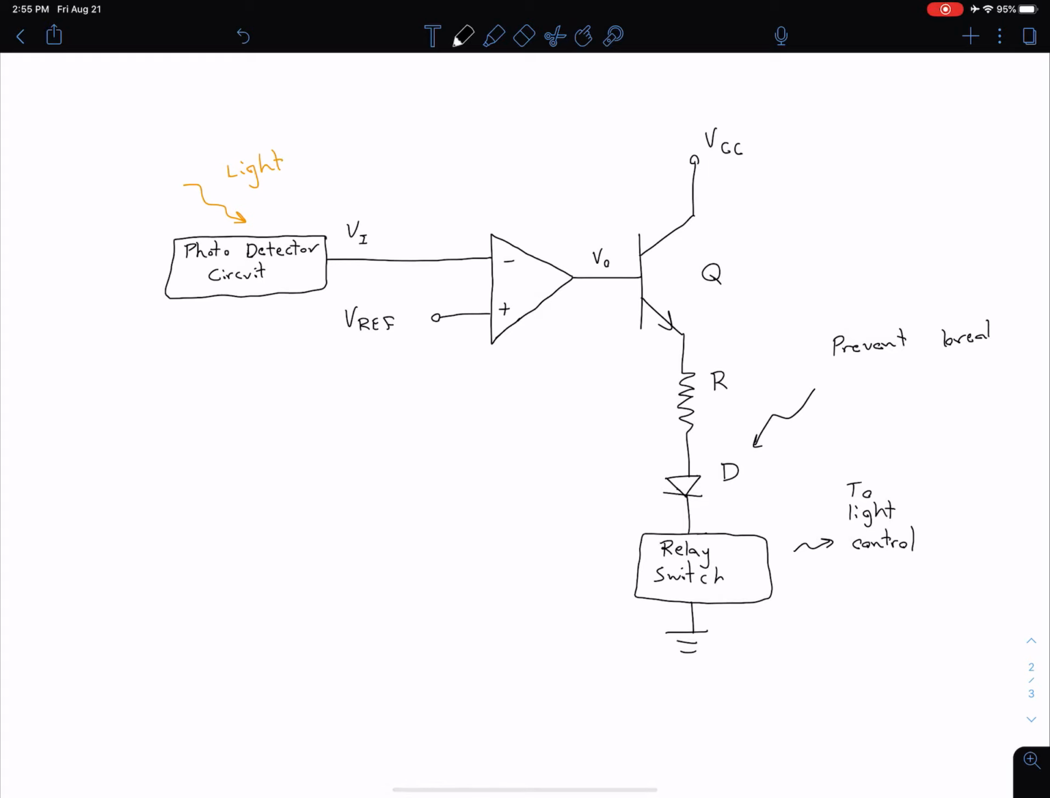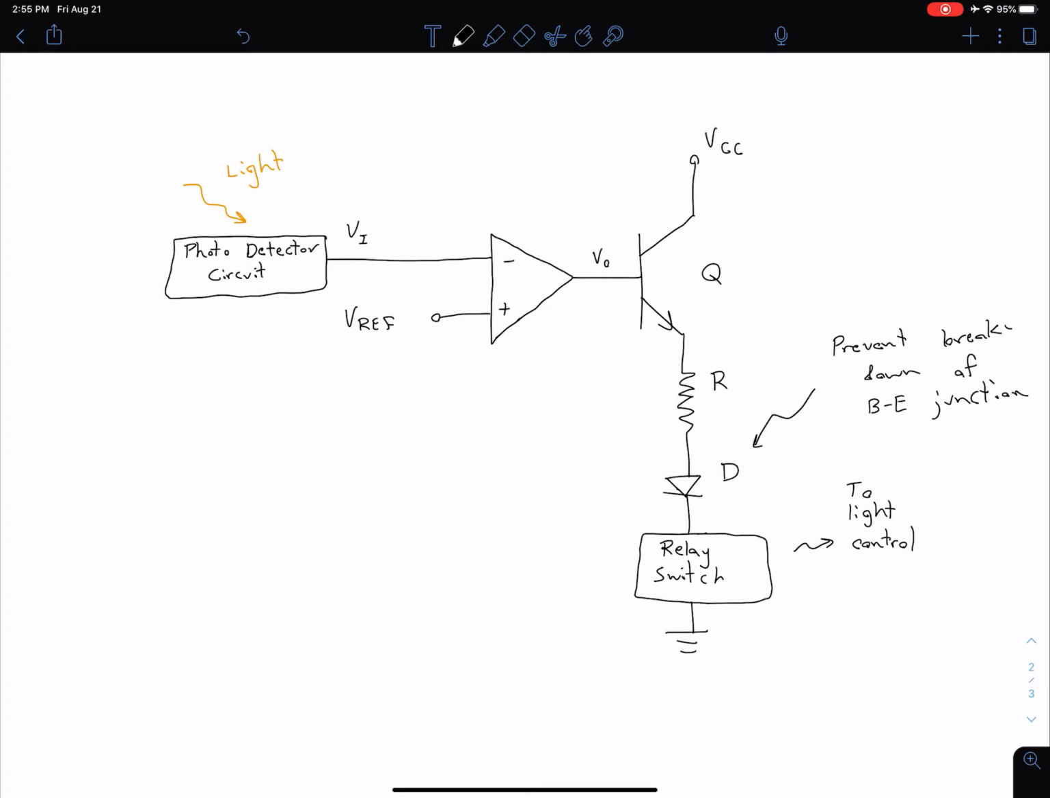So prevent breakdown of our BE junction in the transistor. So for whatever reason, say our transistor is turned off and maybe this relay switch is trying to kick some current back up into the transistor, well, that diode's not going to allow it, because remember, the diode is only going to allow current to flow in one direction, and it's in the direction that that triangle is pointing.